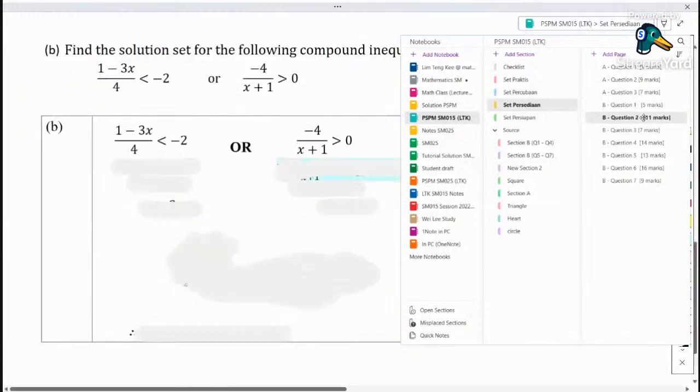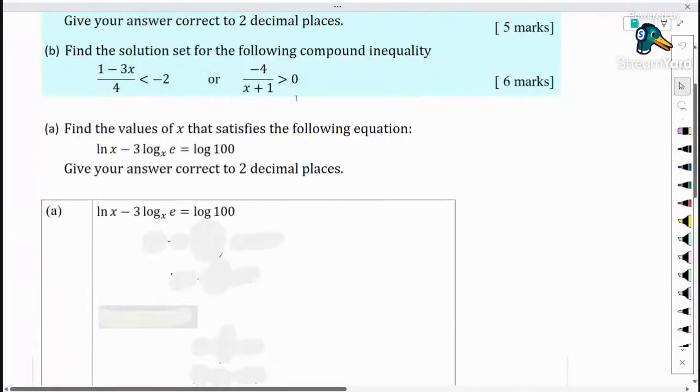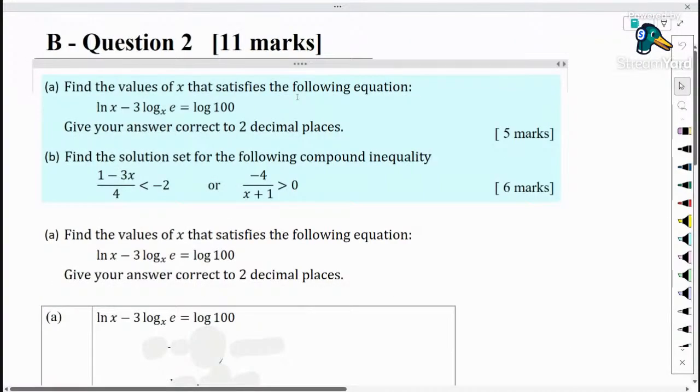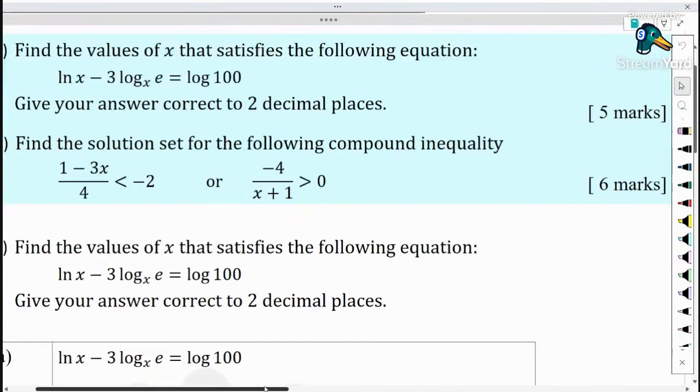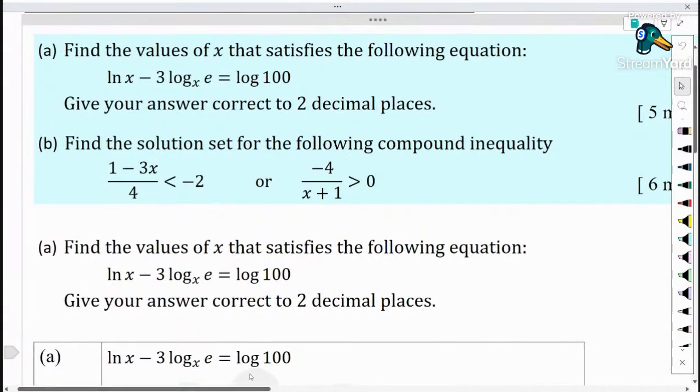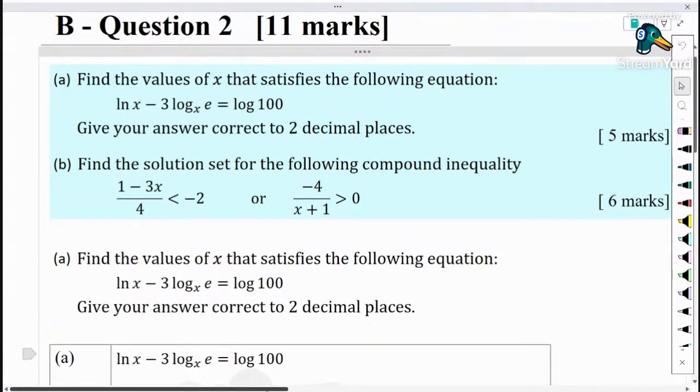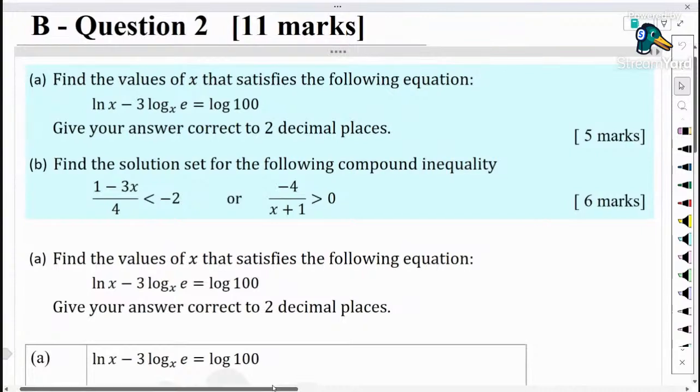Next. Question 2 in section B. This is a question from chapter 2, and let's see what we have in this question here. In this question, question 2 in section B, the total marks allocated is 11, as suggested by this set paper here. So we have two parts, A and B. A is 5 marks, B is 6 marks. And let's just roughly go through what is happening in the question. Then we try to solve it one by one.